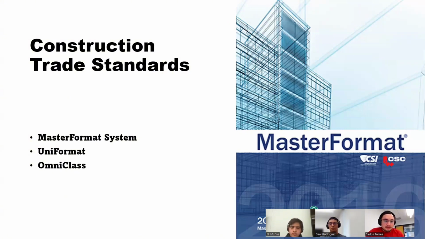There is OmniClass, which is kind of a combination between MasterFormat and UniFormat. It merges multiple organizational systems. It includes tables for spaces, elements, work results, and products, and it facilitates comprehensive data management across the building lifecycle.